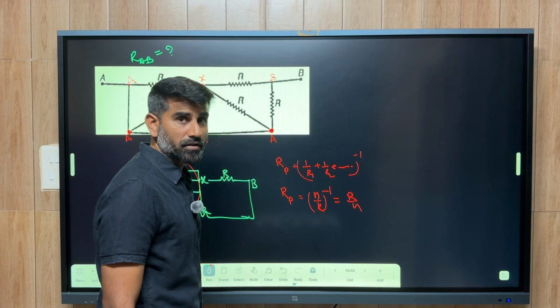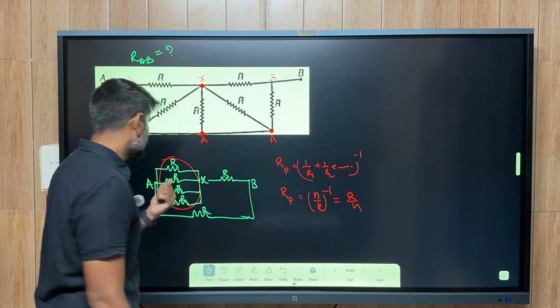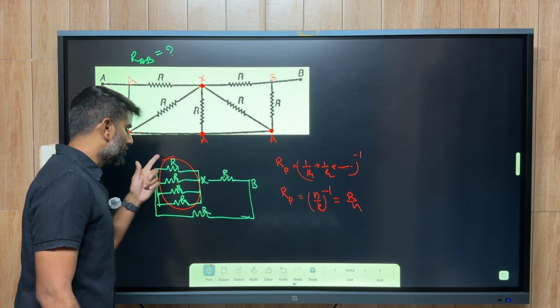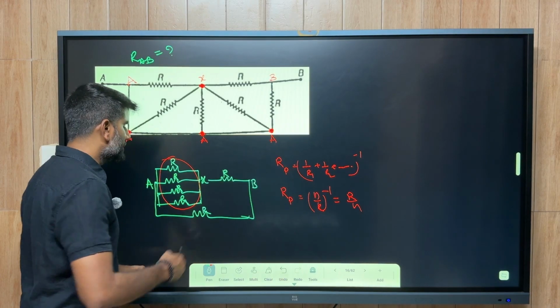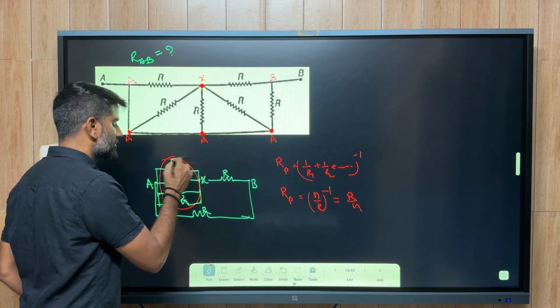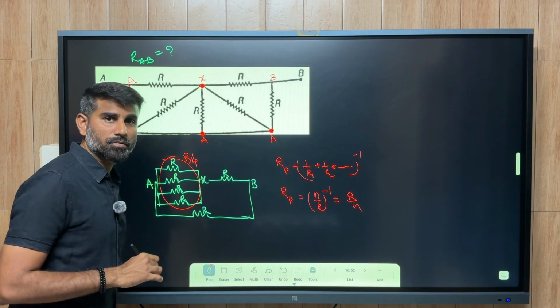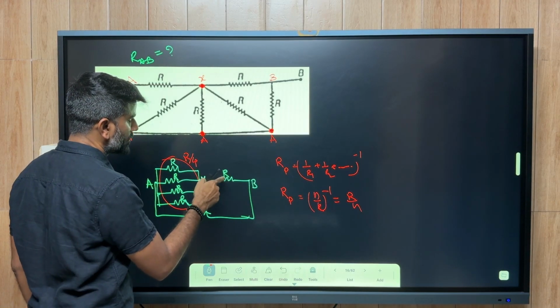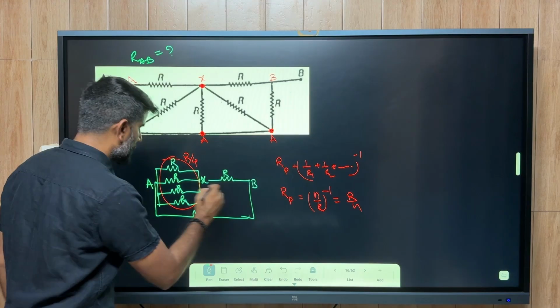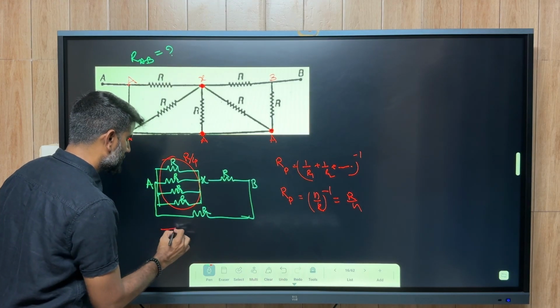Each resistance is R. How many resistors are there? 4. That means the equivalent resistance for this combination is R by 4. Now this R by 4 and R are in series. Now I'm going to reduce this circuit something like this.